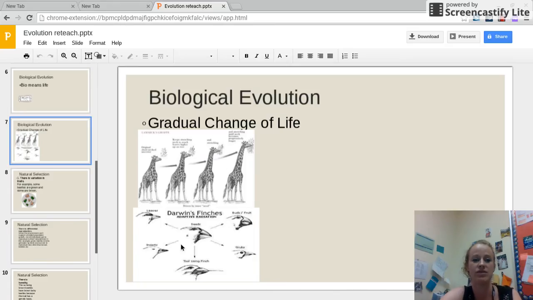We also have Darwin's finches. He noticed that all these finches had very different beaks, and they had these different beaks based on what they eat to help them be able to eat certain things better.